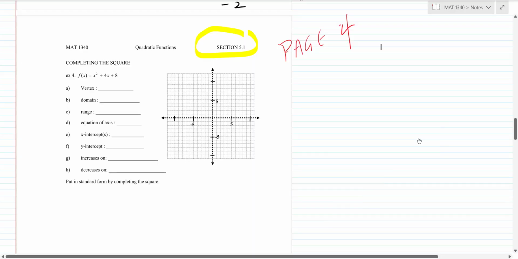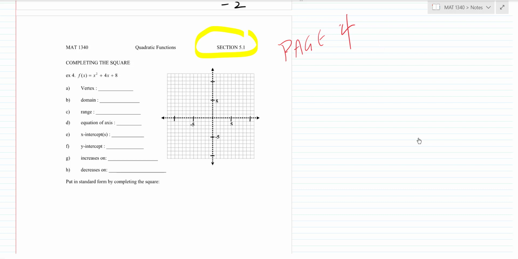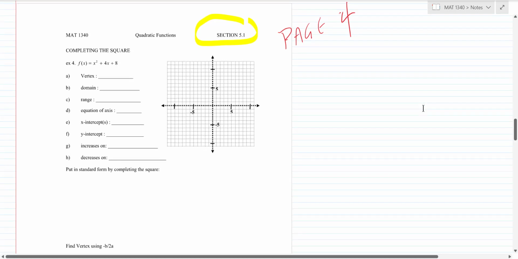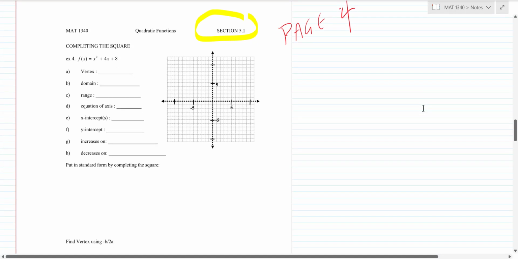Quadratic functions now, okay? There's a lot of things to do on here. This is sort of putting it together. And if you missed last time, I've got the video for part 1 posted in D2L, so you can look at that if you need to review any of this.